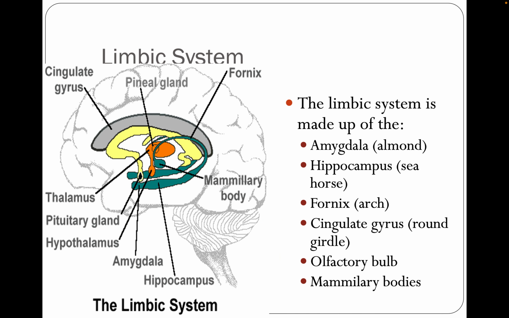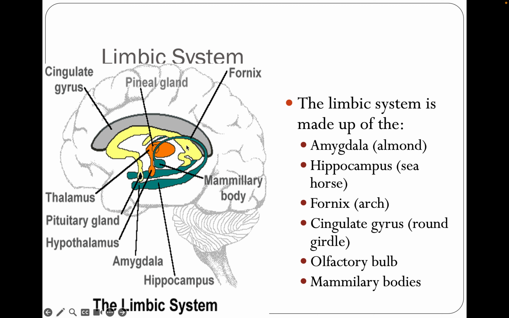The limbic system is made up of the amygdala. Amygdala means almond. Where are you, amygdala? There it is, right there. Amygdala. The hippocampus, which means seahorse. And this is the hippocampus. Looks like a seahorse. The fornix, which means arch. And that's the fornix, the end of the seahorse.